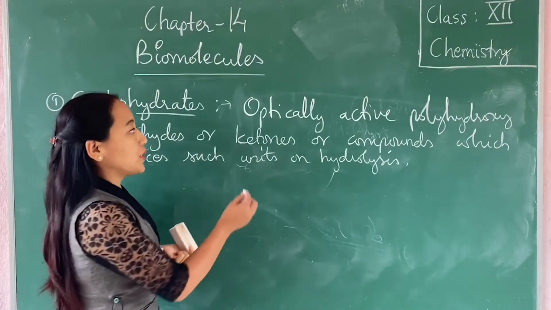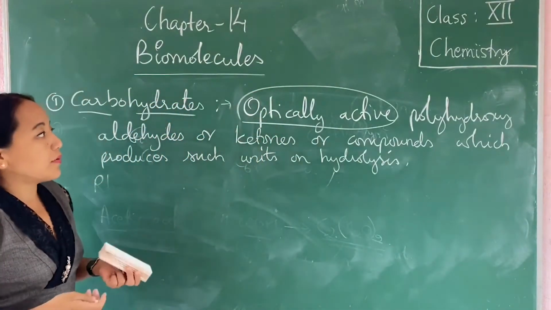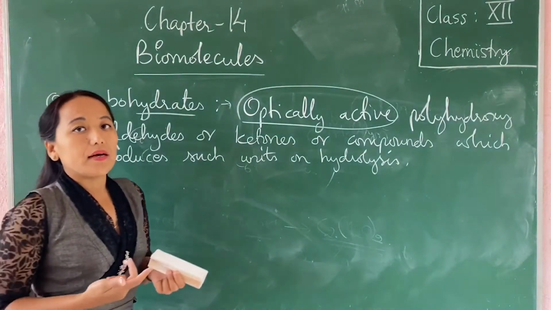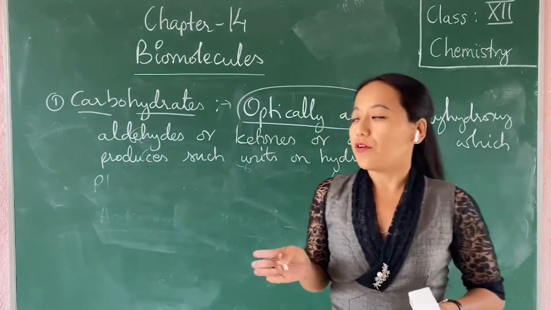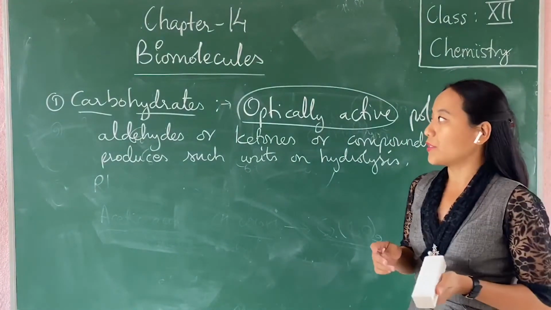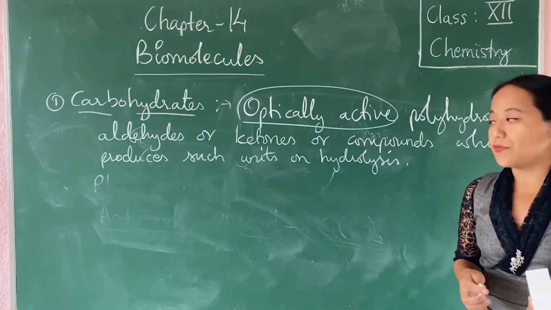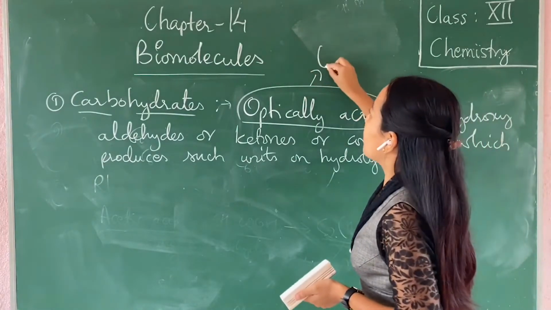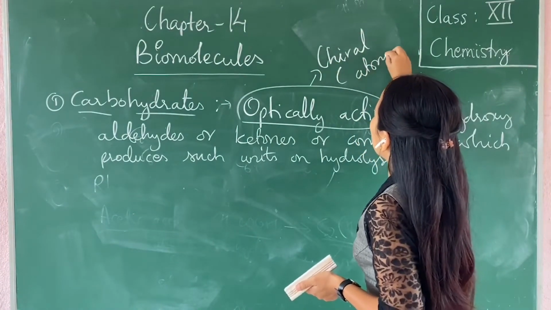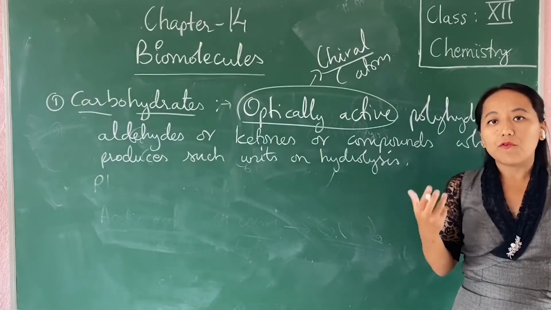So in this case, first you need to understand what you mean by optically active compounds. If you remember, we have already done this in class 11. Optically active compounds are the compounds which rotate the plane of polarized light towards either the clockwise direction or the anti-clockwise direction. Now in this case, for a compound to show optical activity, it should have a chiral carbon atom. Chiral carbon atoms are the carbons which are surrounded by 4 different groups.